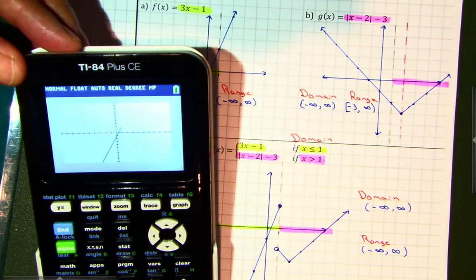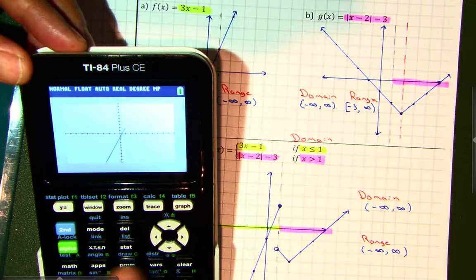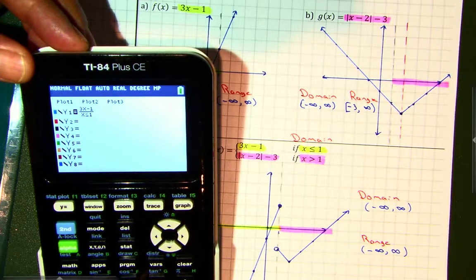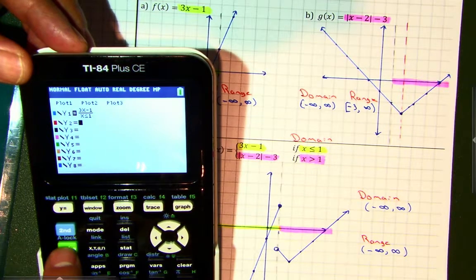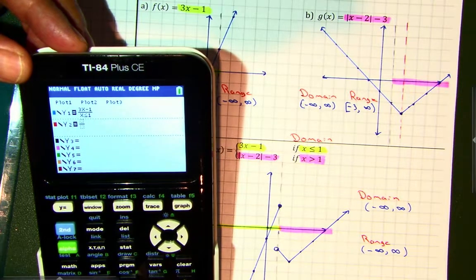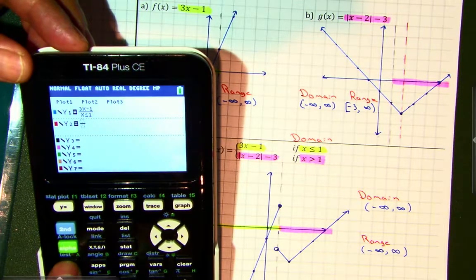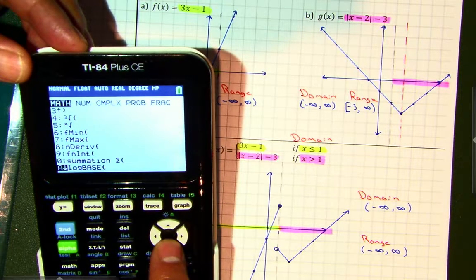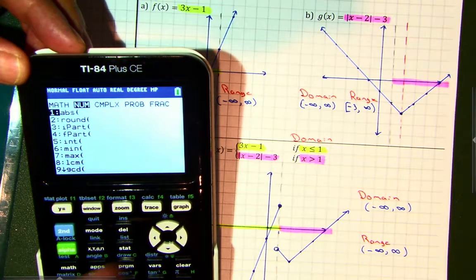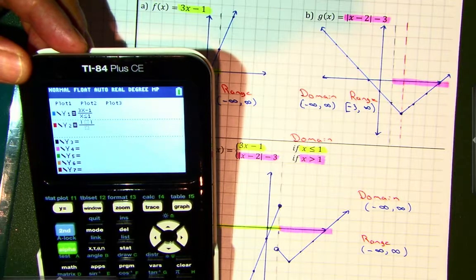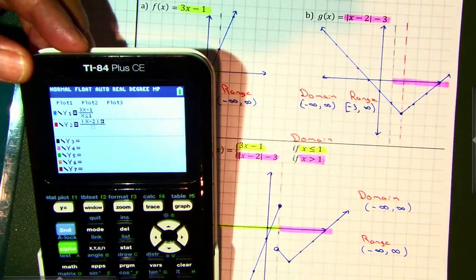Now I want the second part, so I'm going to go back into y. I'm going to go down to the second equation. And I'm going to use once again my fraction bar, alpha y, my fraction bar. I'm going to place absolute value. To type in absolute value, I have to click on math. And I need to type in my absolute value, if I can find it. There you go, under number, absolute value, will be x minus 2, move to the right, minus 3.